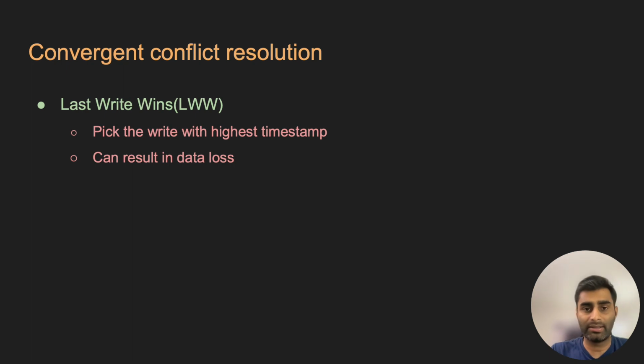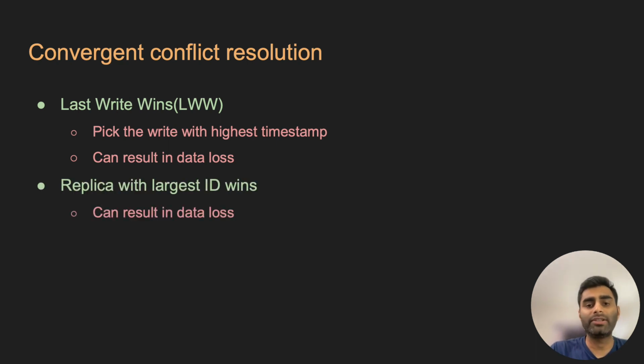The first one is the last write wins approach. As the name suggests, you give each write a unique ID, which can be a timestamp or a UUID, and then pick the write with the highest ID as the winner and throw away all the other writes. This approach is quite popular, but it's dangerously prone to data loss, because if you are picking just one write based on timestamp or UUID among different writes, then there can be data loss. We'll discuss last write wins in more detail at the end of this chapter.